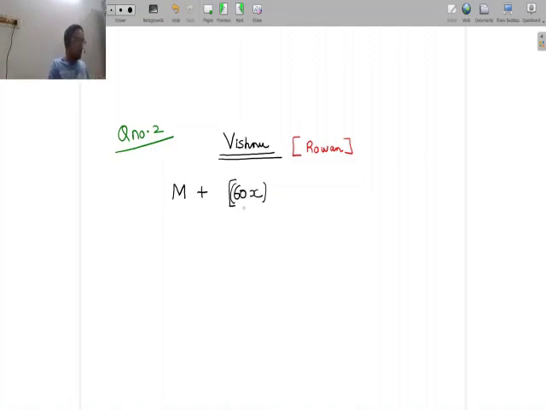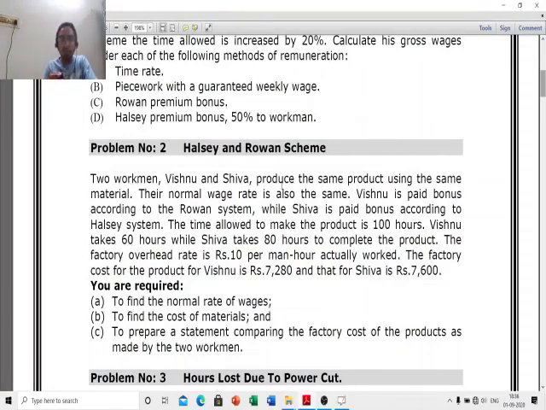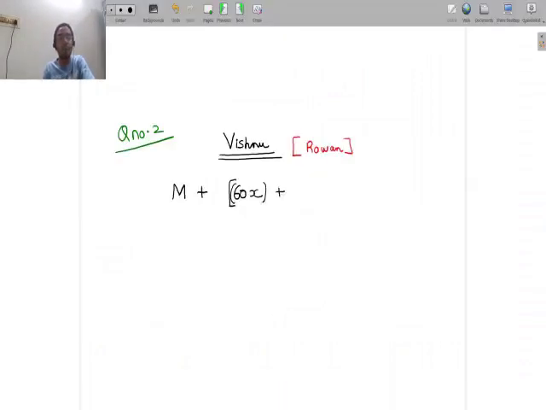In Rowan plan, there are two components. Component 1 is this time taken into time rate, which is 60X. Now let's look at the bonus component. What is the bonus component? Time saved by time allowed. Let's first write that. How much is the time saved? When Vishnu is working, if 100 hours is the time allowed, Vishnu is taking only 60 hours. That would mean we can save 40 hours of time for manufacturing every one unit. So I'll say time saved is 40, time allowed is 100, into time rate into time taken. So that is going to again be 60X here.